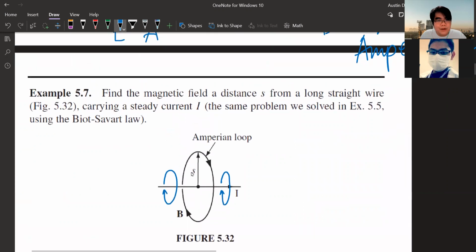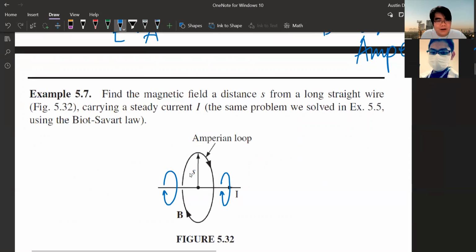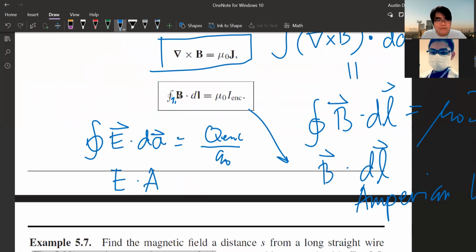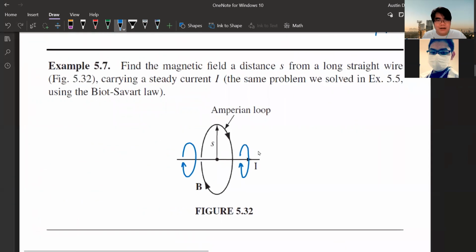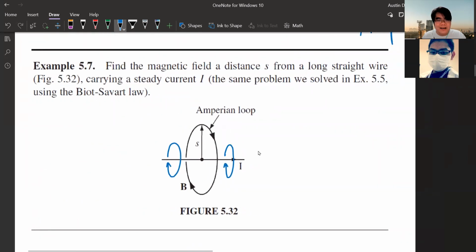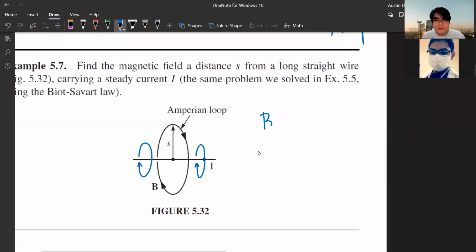So, with that, alam mo nag-circle yung magnetic field mo around the current. So, you have to pick that circle, so that buo yung makukuha mong B.dl. Okay? So, I have B.dl. Alam ko na circle yung path ng magnetic field ko, so I know B times the circle. Kung gaano kahaba yung circle, that would be 2 pi s. So, ayan, Amperian loop yung Amperian loop mo.